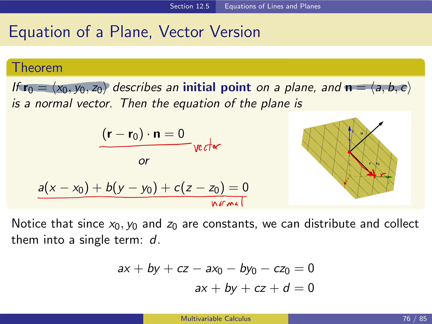Either of these are perfectly good equations. If you'd like, you can clean up the normal equation a little bit. Since x naught, y naught, and z naught are just constants, the coordinates of your initial point, you can distribute the a to the x naught, the b to the y naught, and the c to the z naught. And you can then collect those into a single term d, which has been done down here. This is also called the normal form.